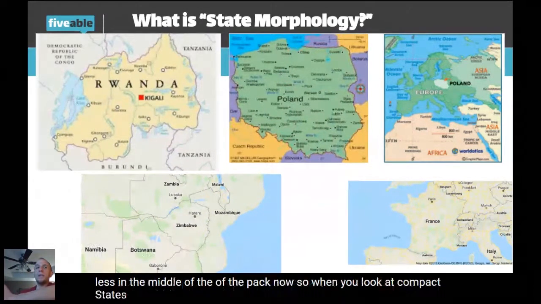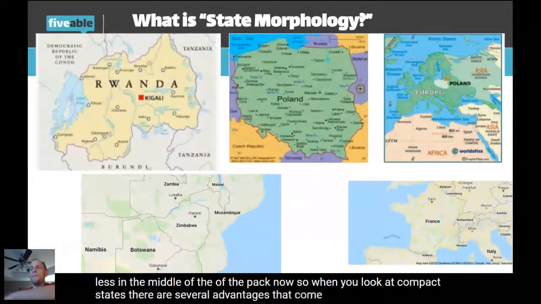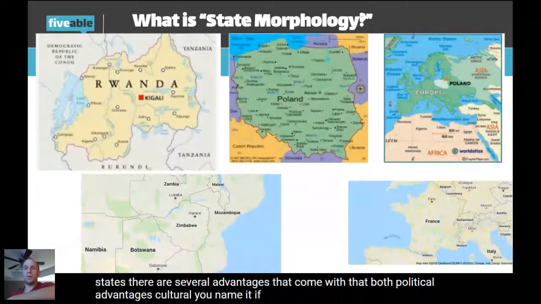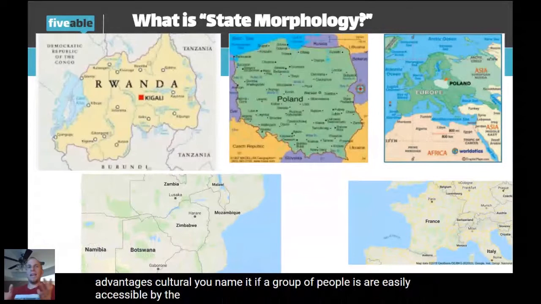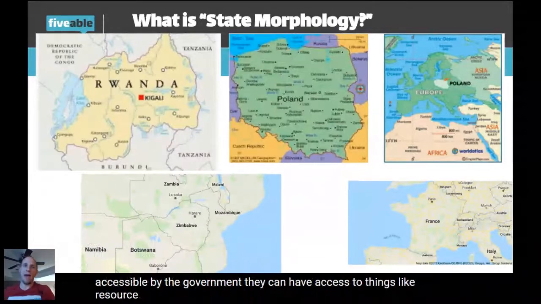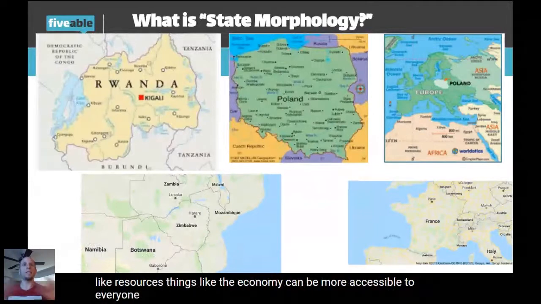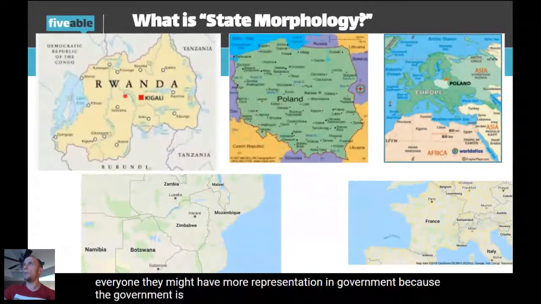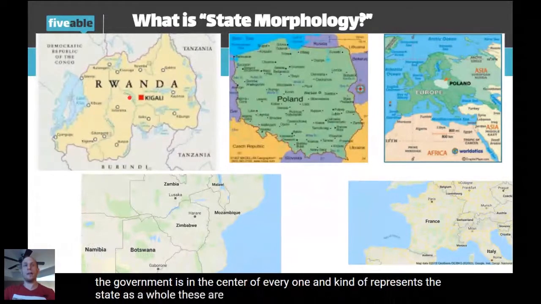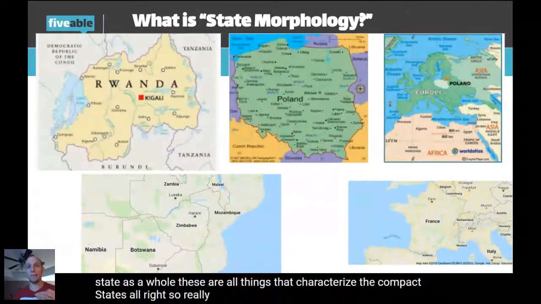Now, when you look at compact states, there are several advantages that come with that, both political and cultural advantages, you name it. If a group of people are easily accessible by the government, they can have access to things like resources. Things like the economy can be more accessible to everyone. They might have more representation in government because the government is in the center of everyone and kind of represents the state as a whole. These are all things that characterize the compact states, all right?